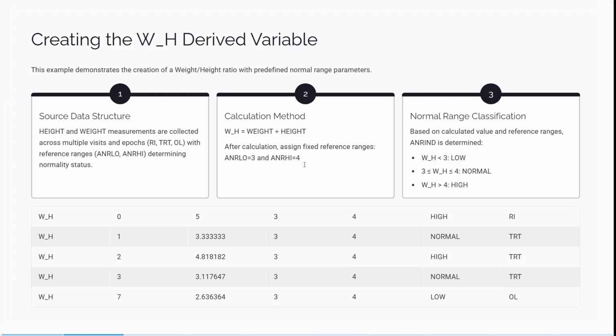So 3 and 4, and the normal range classification is based on the calculated value and reference ranges. It is determined that if it is less than 3, the range indicator will be low, if it is between 3 and 4 it is normal, and if greater than or equal to 4, it will be considered high. So you can see the graph here. If it is 4 we consider it high, that is in the run-in, and the normal and high will be in the treatment and open label. Okay, so this is creating the WH derived variables.